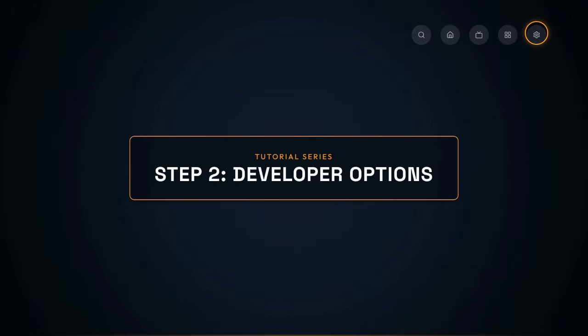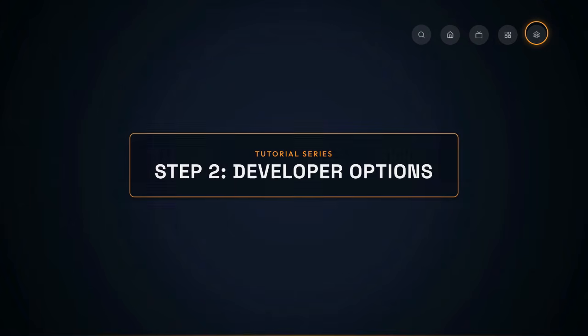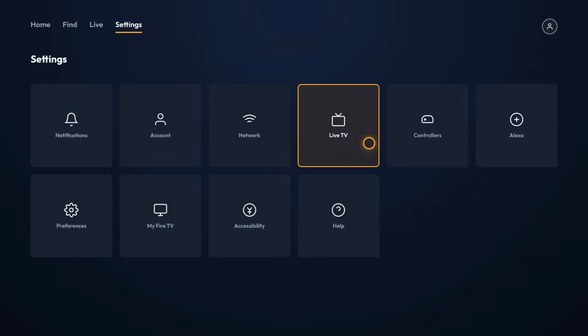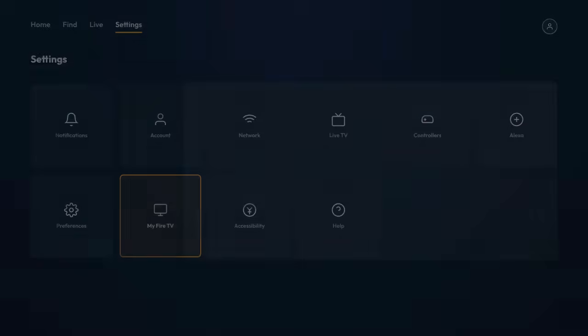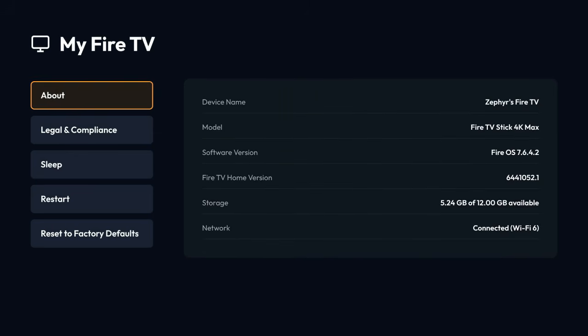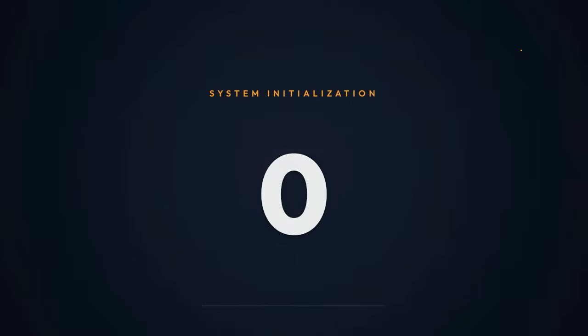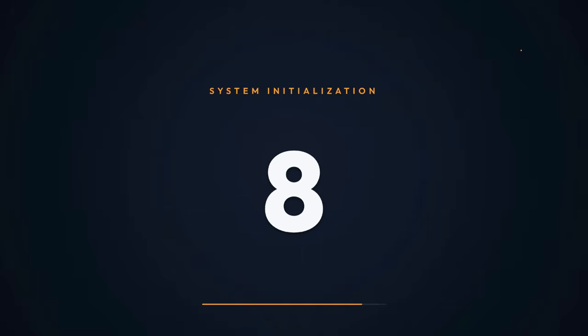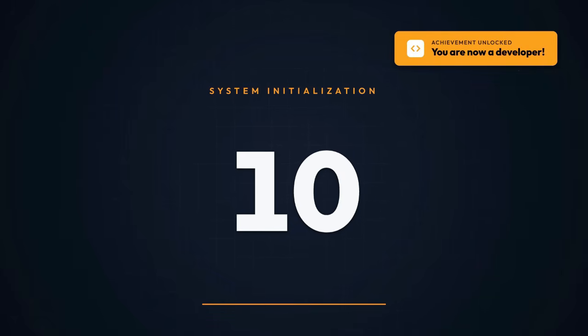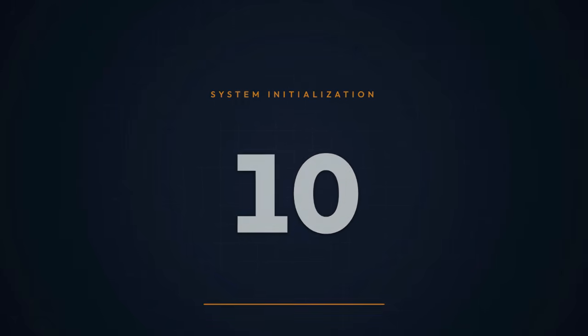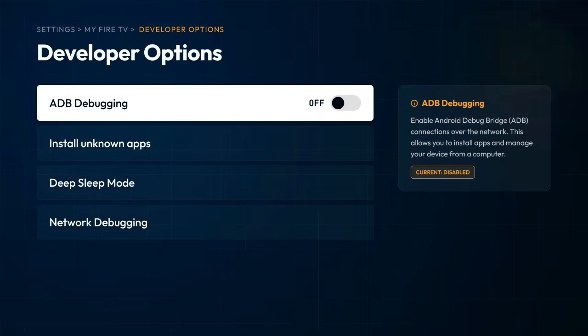Step 2 is to unlock your developer options. Head over to the Settings icon on the far right. Scroll down and click on My Fire TV. If you do not see developer options listed, click on About. Highlight your device name and click the center button on your remote 7 to 10 times. A pop-up will say you are now a developer. Back out one screen and developer options will be listed. Click on it and turn ADB debugging on.